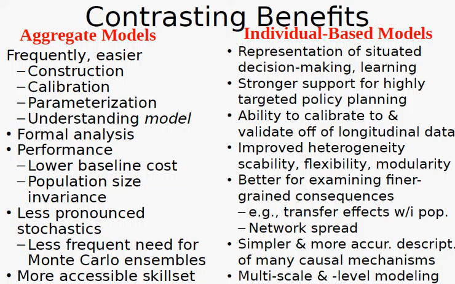By contrast, individual-based modeling has profound benefits of its own. If you want to represent situated decision making, or support highly targeted policies, targeted based on longitudinal features of people's backgrounds, their networks or their spatial location, you're going to be able to do that with an individual-based model much more effectively. This ability to calibrate to and validate off of longitudinal data is a really big issue here, and it's probably something we may see in an example today if I have my druthers.